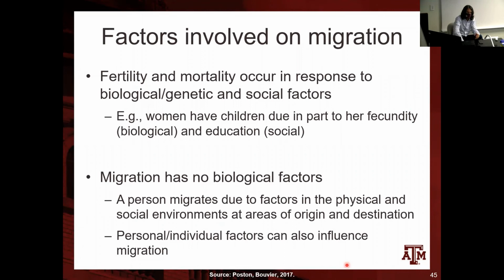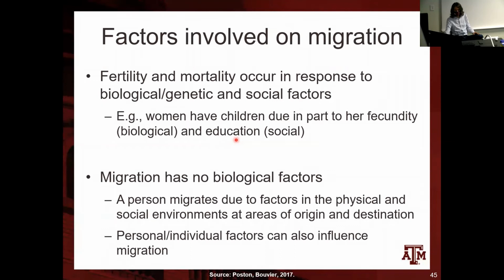What are the factors involved in migration? Fertility and mortality happen because of both biological and social factors. So there are genetic reasons why people are able to have more or fewer children or die earlier or not. But there are also social factors, right? For example, women have children due in part to biological reasons, due to fecundity, the ability of having children, but also because of other socioeconomic and demographic characteristics, such as women with higher education tending to have fewer children.